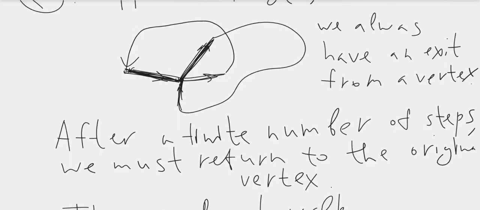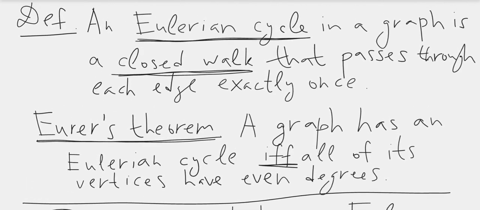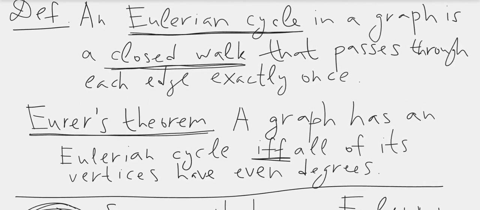I forgot in the theorem statement that the graph must be connected. This is an error. So a connected graph. Yeah, that's important. A connected graph has an Eulerian cycle if and only if all of its vertices have even degrees.